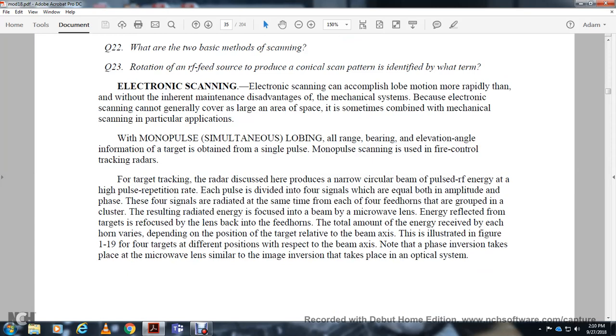Monopulse simulates an opening of the range, bearing, and elevation angle information of the target, obtained with a single pulse, for fire control tracking radars. For target tracking, the radar produces a narrow circular beam of pulses at a high pulse repetition rate.